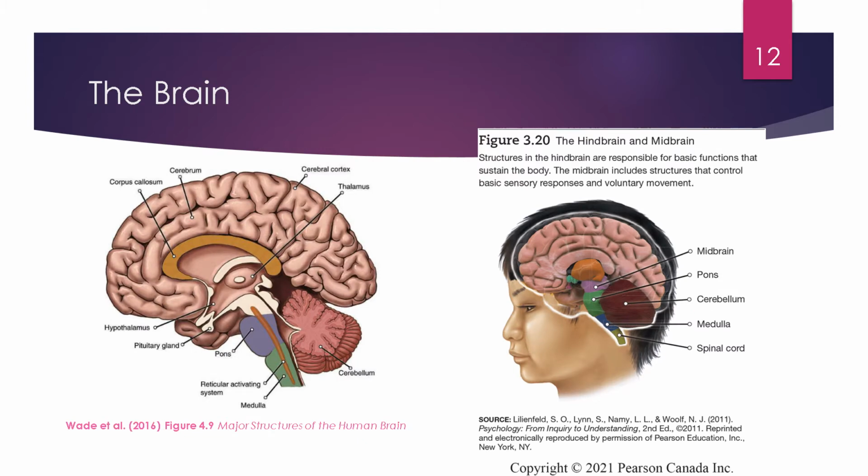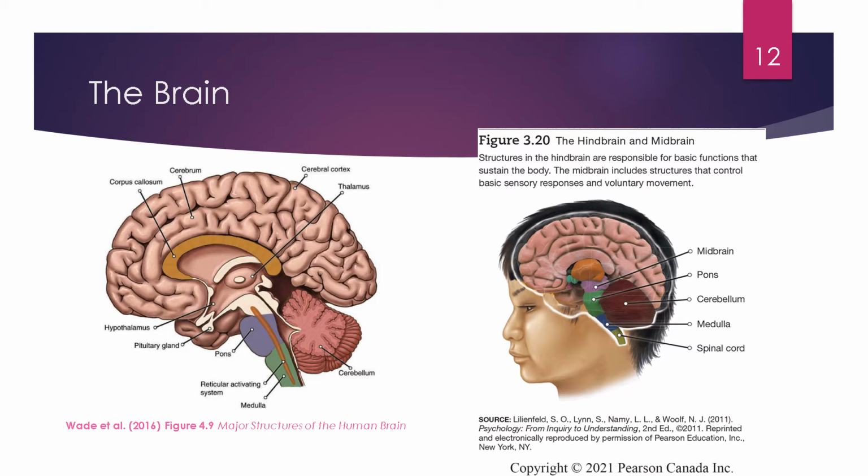And here are a couple diagrams of the brain. This one is from the older textbook we used to use, but I like how it shows that cross section. You can see a bunch of the important brain areas we're going to talk about. And then we also have this other diagram from our newer textbook that shows both the hindbrain and the midbrain.